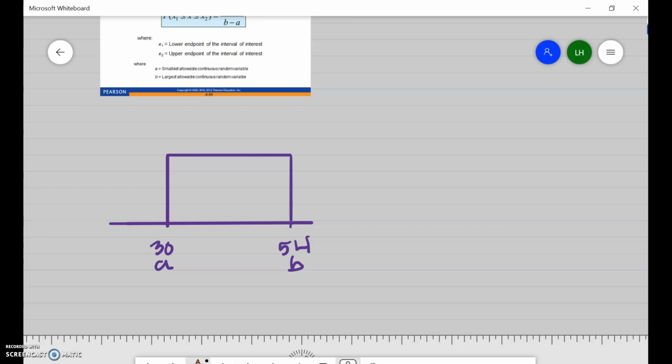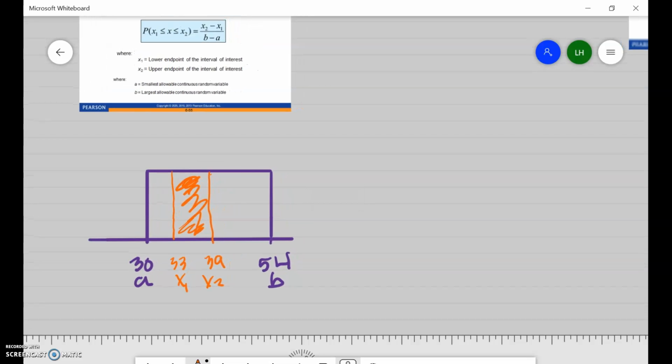So 33 and let's say 39 is somewhere right in here. So we're wanting to know the probability of it being in between here. So that would be x1 and x2. So the formula, which is above, is x2 minus x1, so 39 minus 33, over b minus a, which is 54 minus 30. So that would be 6 over 24, which is 1/4, which is 0.25.